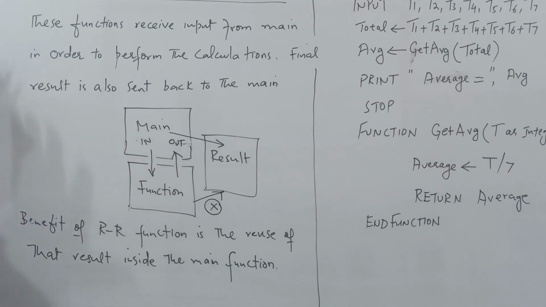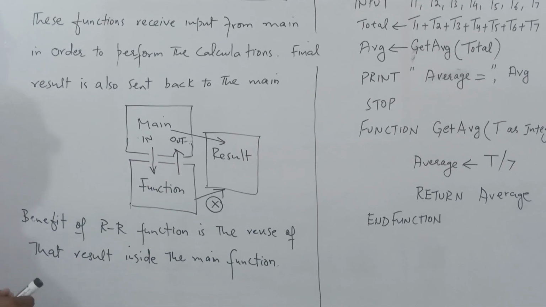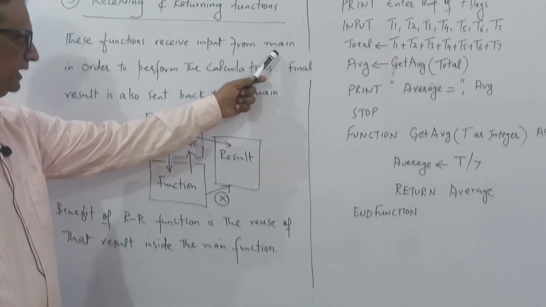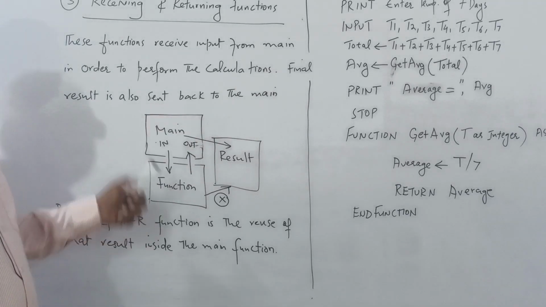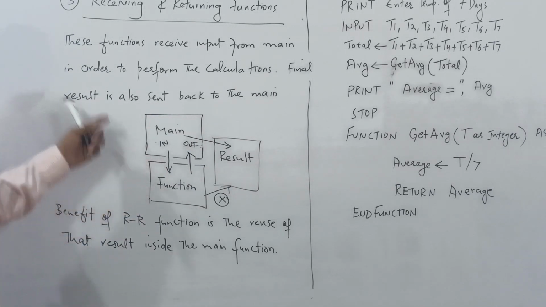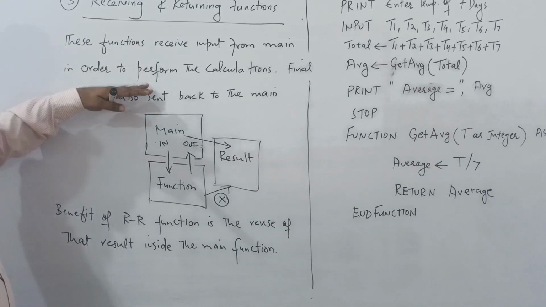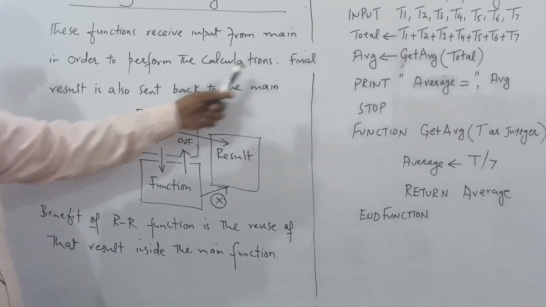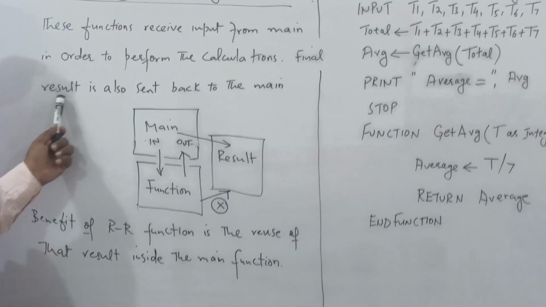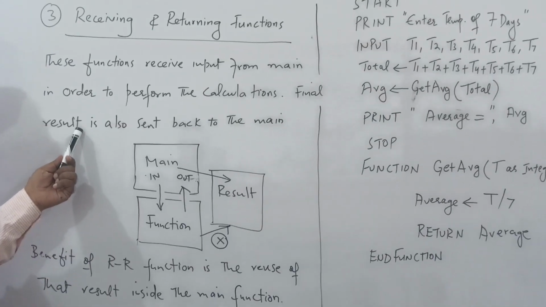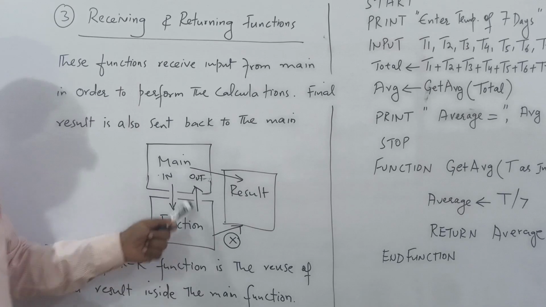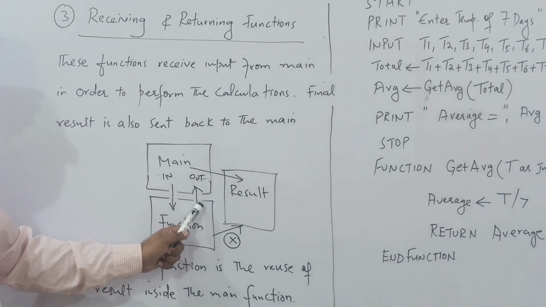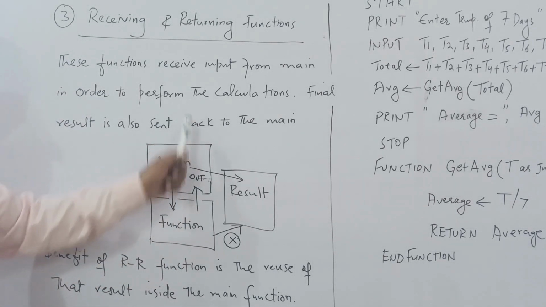Now let's come to the definition. These functions receive the input from the main in order to perform the calculations. The same thing that we explained, that it needs the inputs to perform its calculations, and the final result that is generated by the function is also sent back to the main. This arrow explains this second statement.